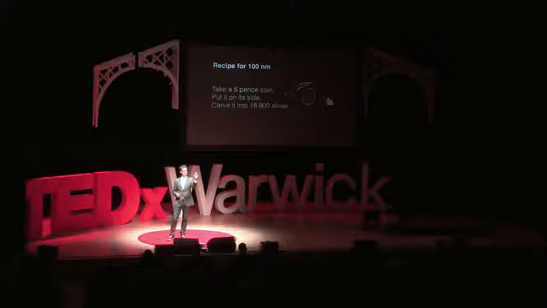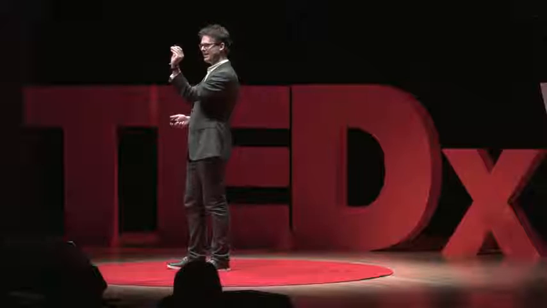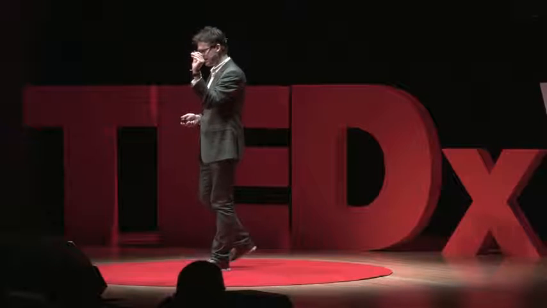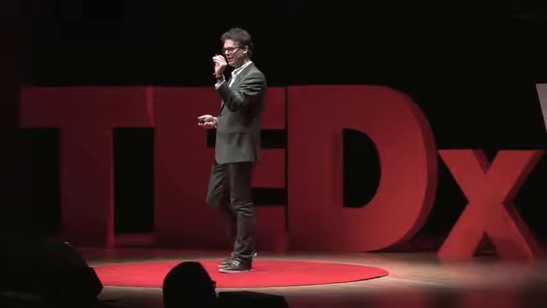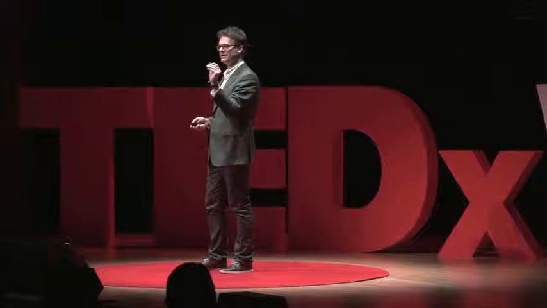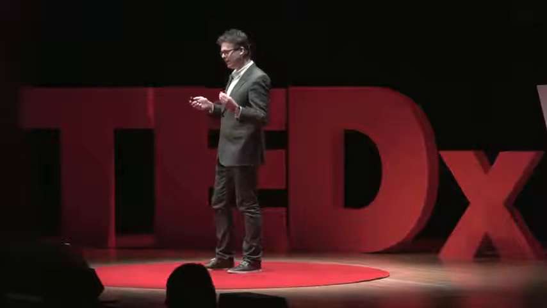Take this 5 pence coin, put it on its side like this, and then try to slice it into 18,900 separate slices. One of those slices will have a thickness of 100 nanometers. And that 100 nanometers is roughly the definition of a nano type of material.